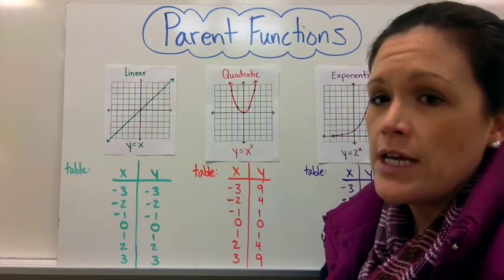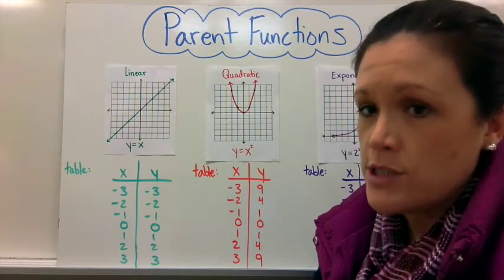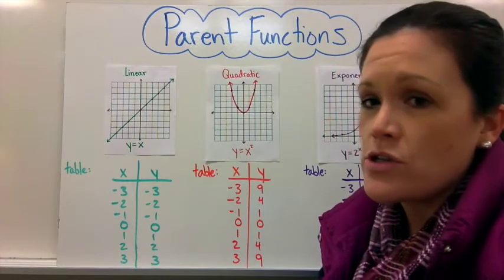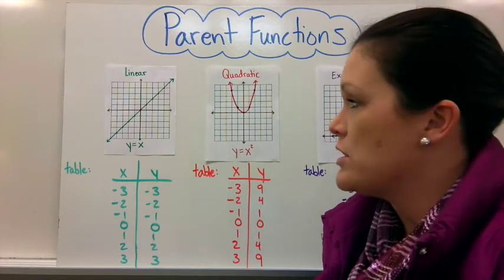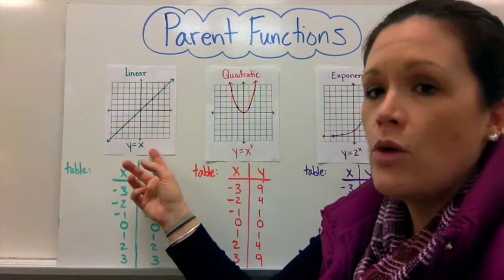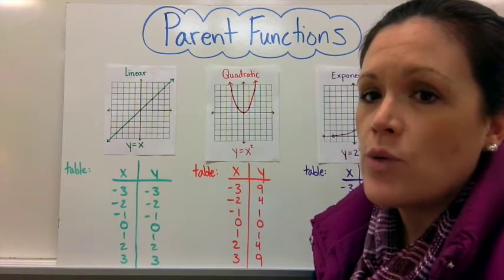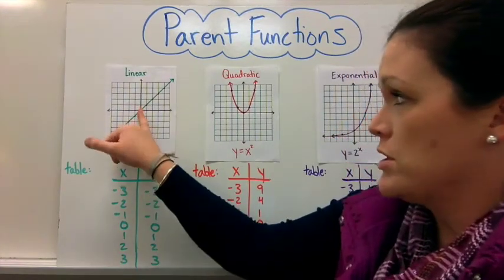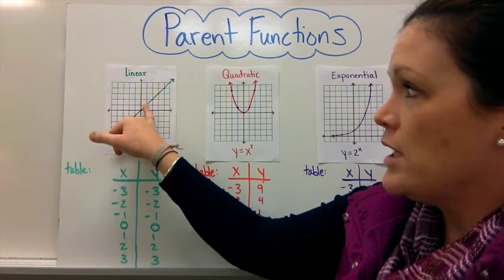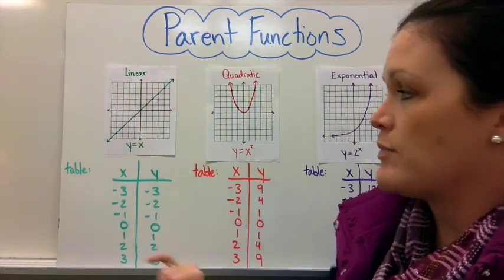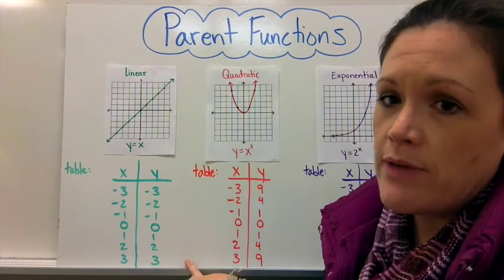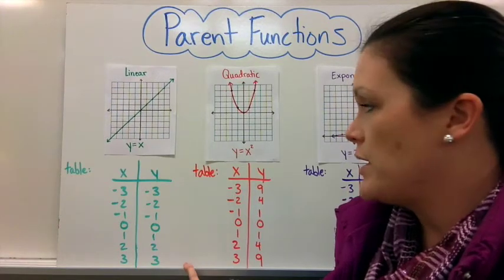So let's start with linear. Linear is that very basic function we have always started with. And the parent function of a linear equation is just y = x, where you have a slope of 1 and your y-intercept is just at the origin. So notice it's rising 1 and going to the right 1 each time with my slope. I've also written a table of values here for you to notice what's happening.